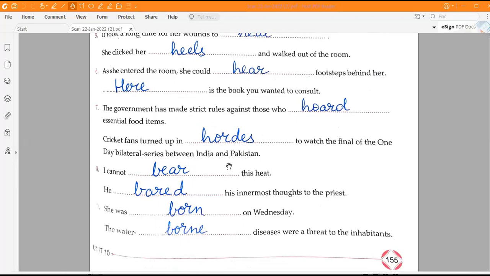I cannot bear this heat, B-E-A-R. He bared his innermost thoughts to the priest, B-A-R-E-D.